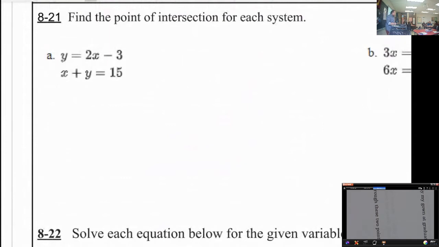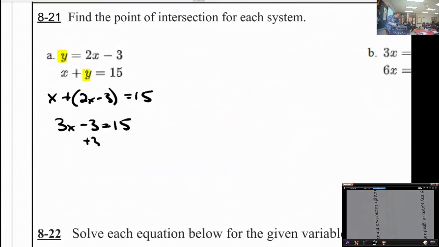Oh, look at this. Solving systems of equations. I think you already did a checkpoint quiz over this already. This first one is a substitution system. We'll go ahead and replace the y with 2x minus 3 in the bottom equation. Then we'll just do the math and simplify it. x plus 2x gives us 3x minus 3 equals 15. We'll add the 3 to both sides and get 3x equals 18. We'll divide by 3 on both sides and get x equals 6.